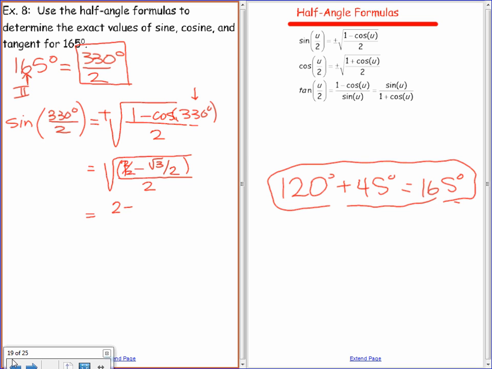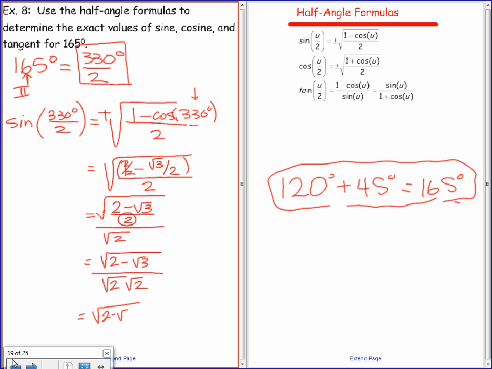So this is really 2 minus the square root of 3 all over 2, divided by the square root of 2. When I simplify this, this is the square root of 2 minus the square root of 3 over, this 2 in the denominator becomes the square root of 2 times the square root of 2. You get 2 root 2's in the denominator. So my answer, which is really pretty, is the square root of 2 minus the square root of 3 all over 2. There's my answer for that.